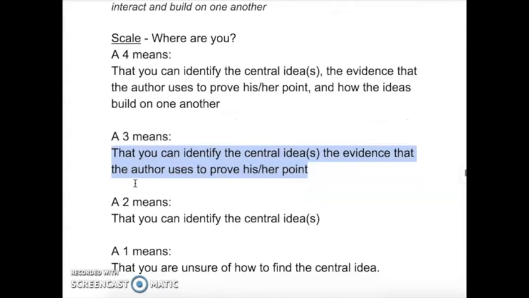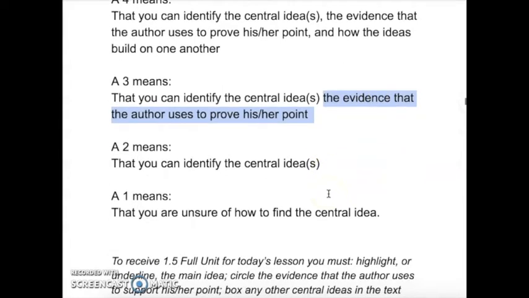If you're at a 2, that means you can identify the central idea or ideas, but you're not really able to point to the evidence that the author uses to prove his or her point. This is similar to not showing your work in math. We want to see the process. The same thing happens in English. And I don't know if I'm breaking news here, but the right answer has never been the goal. The right answer is a byproduct of understanding the process. So if you're able to identify the evidence, you're showing me that you can accomplish the process. Therefore, the answer will probably follow.